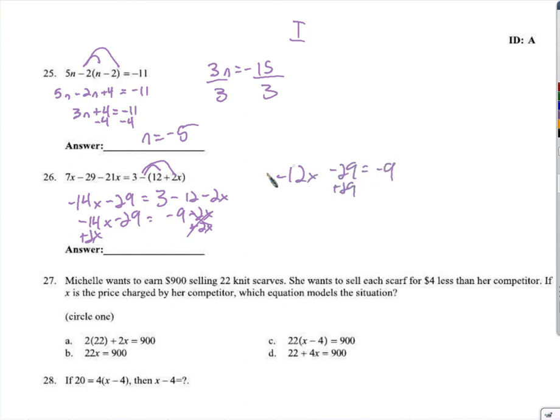Add 29 to both sides, leaving the dividing to last, to the very end. Negative 12x equals positive 20. Divide by negative 12. x equals negative 20 over 12. These both have a common factor of 4. Negative, this is not what I wrote, not what I should have written. They have a common factor of 4, so that leaves a 5 and a 3. Negative 5/3.